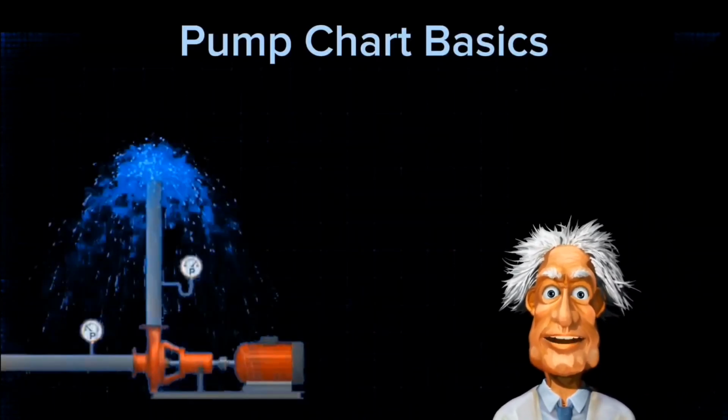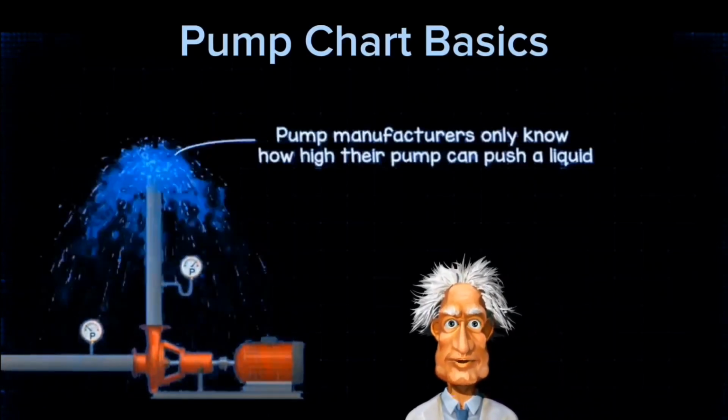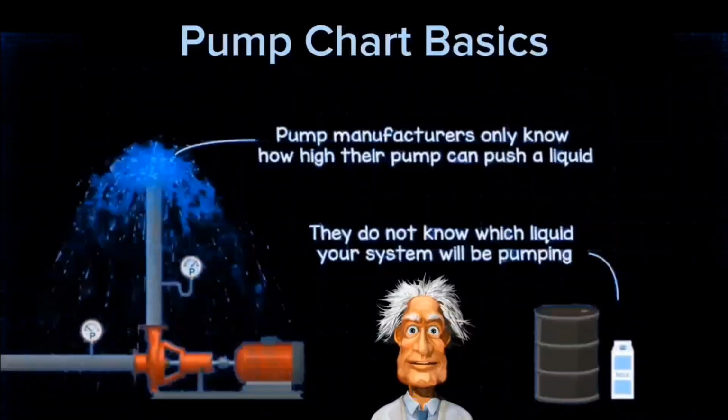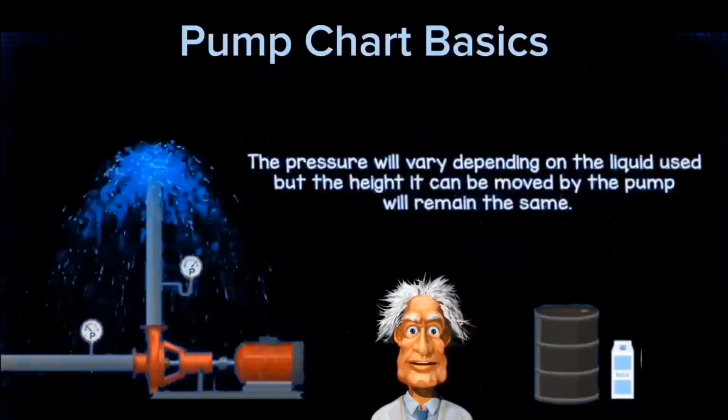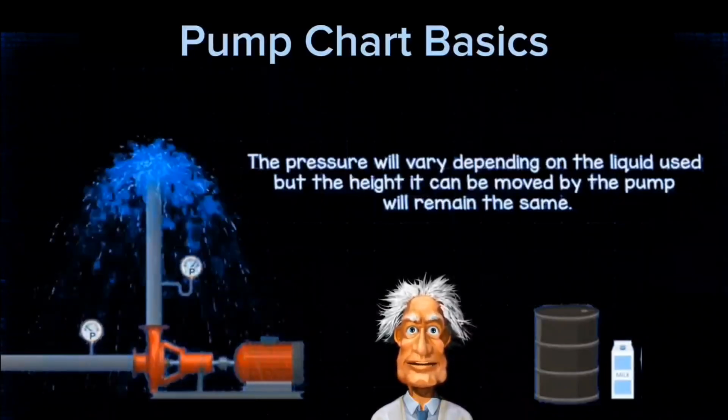The reason for feet or meters is that pump manufacturers only know how high their pump can push a liquid. They do not know which liquid your system will be pumping. And as each liquid has different properties, the pressure will vary depending on the liquid used, but the height it can be moved by the pump will remain the same.